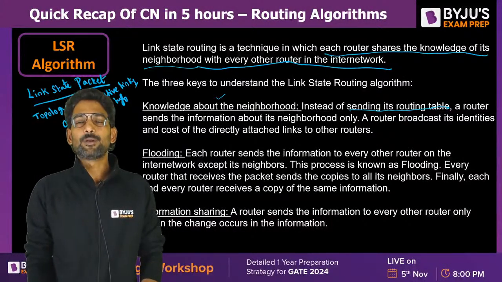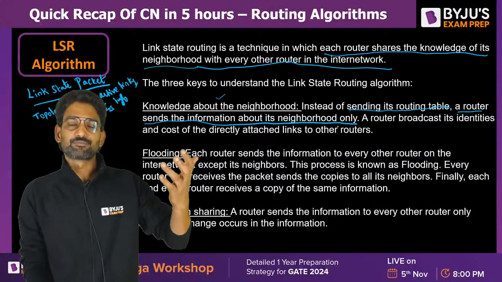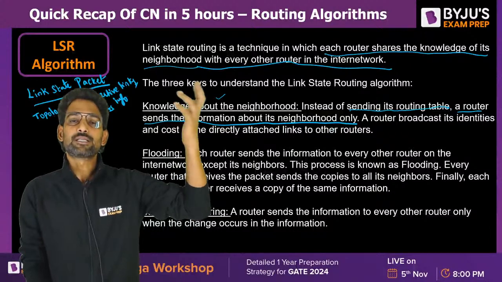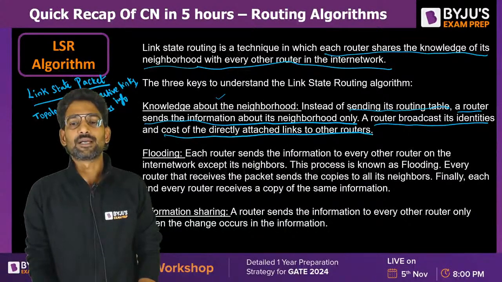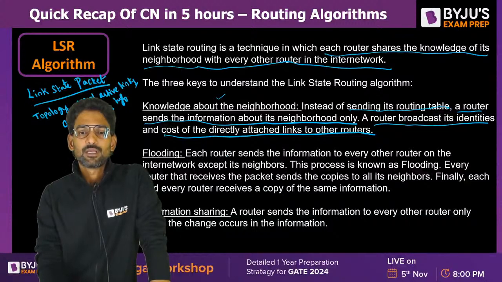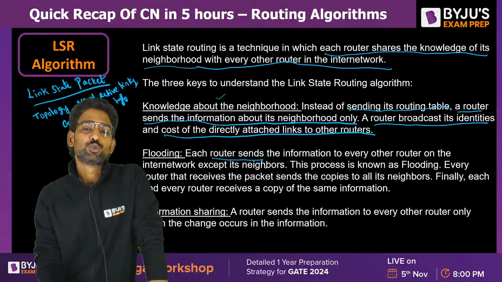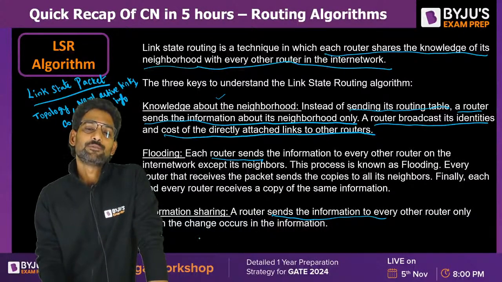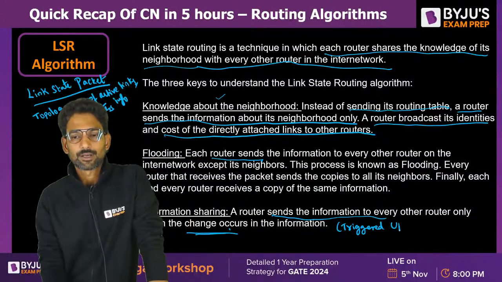Okay, so how does it work? A router sends the information about its neighborhood only. It does not send all other routers' information; it just sends the information about its own nodes. A router broadcasts its identity and the cost of the directly attached links to other routers. First it sends the knowledge about the neighborhood, then it does flooding. Flooding means broadcast, which we have already seen. And it sends the information only when a change occurs, which means the LSR algorithm follows only triggered updates.